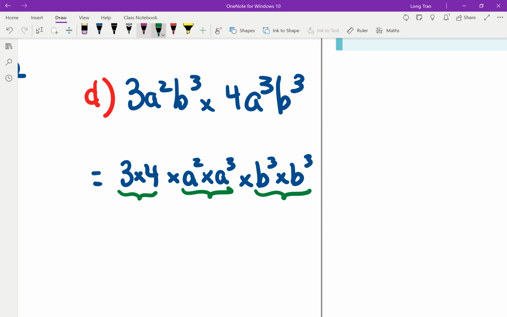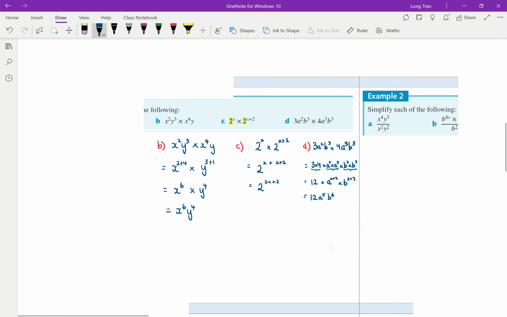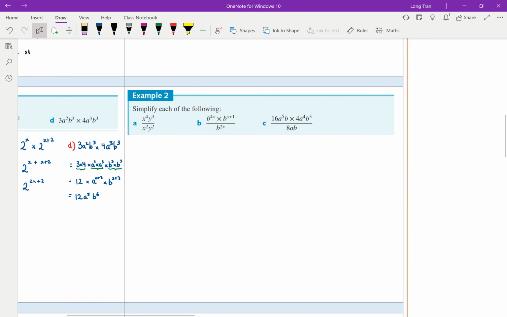So that way I can say, using index law number 1, we know that 3 times 4 is already 12, but law number 1 says if the bases are the same, you add the powers. So it's times a to the power 2 plus 3 times b to the power 3 plus 3. Together, this now gives me 12a^5 and then b^6. Okay, so that's how you would do example 1. Now let's have a look at example 2 over here.